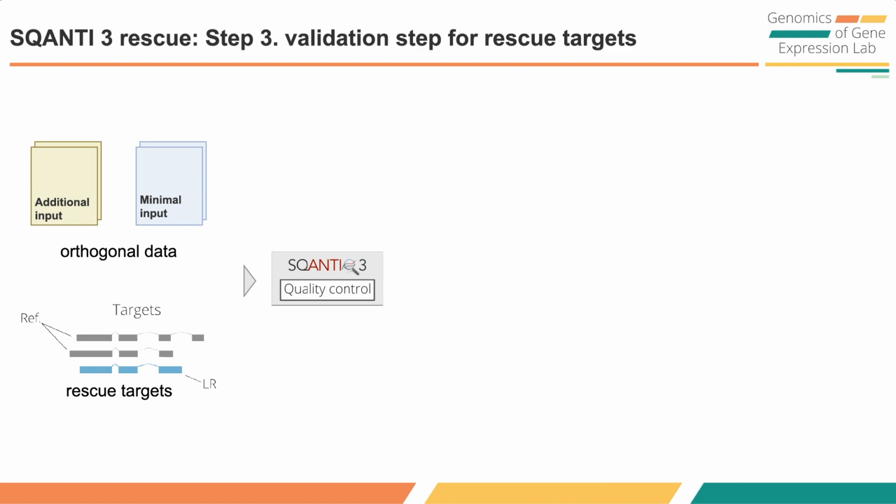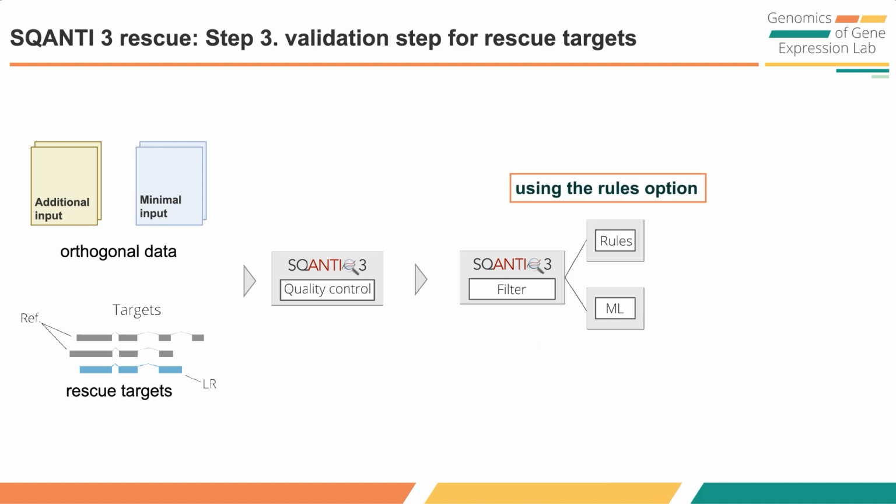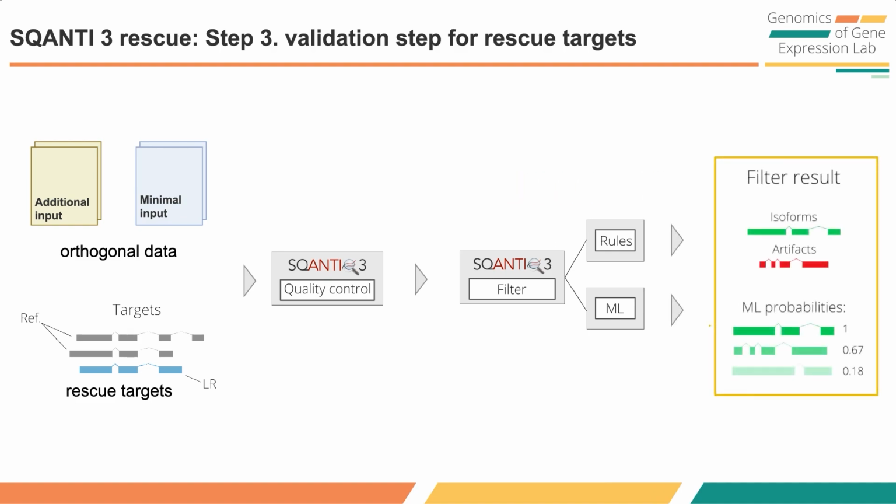Once we have supplied the reference classification file, SQANTI3 rescue will apply the SQANTI3 filter to the reference transcriptome. The filter that will be applied will be specified by the rules or machine learning flags used when running the rescue. So, if we run the SQANTI3 machine learning based filter, we should also run the rescue using the ML option, and if we run the SQANTI3 rules filter, we should also use the rules option. That's it for step 3 of SQANTI3 rescue. Let's move on to the next step.